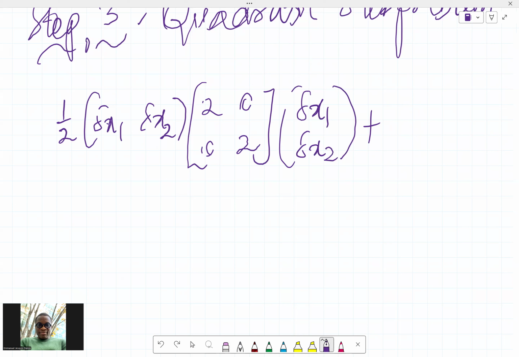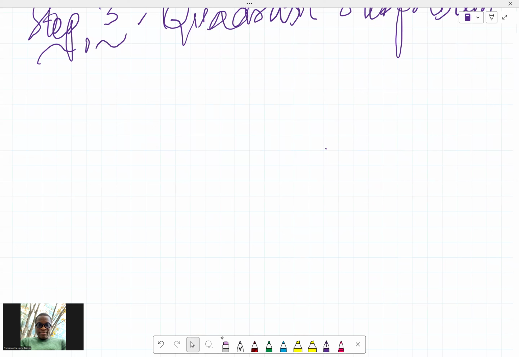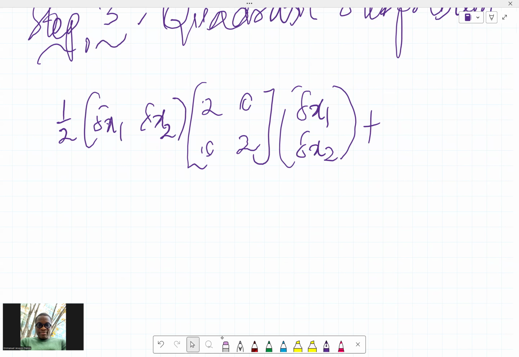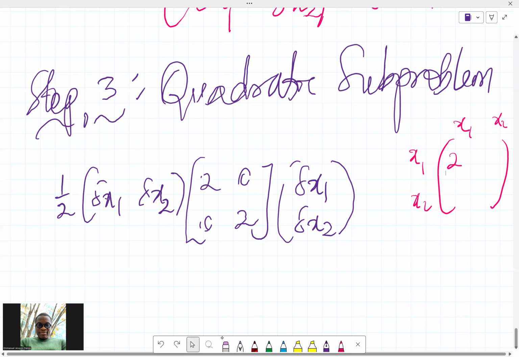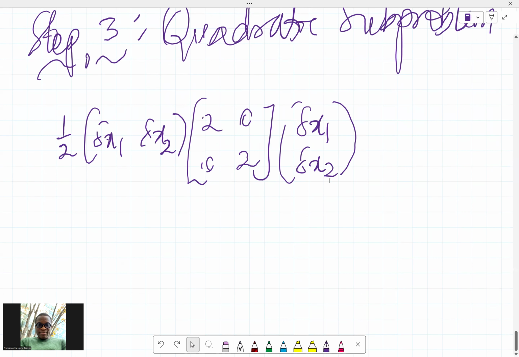Let me wipe out this whole thing and rewrite it because I need some space there. These are constraints now. The other things are constraints.